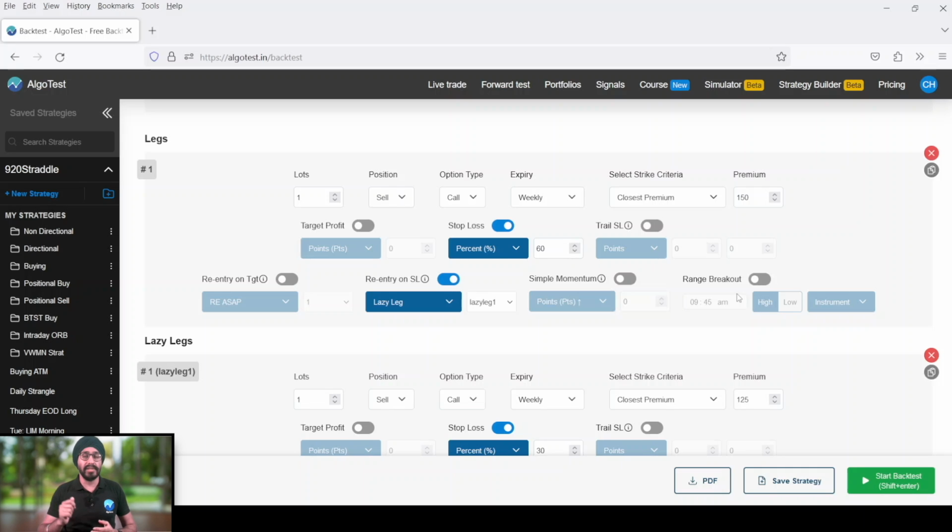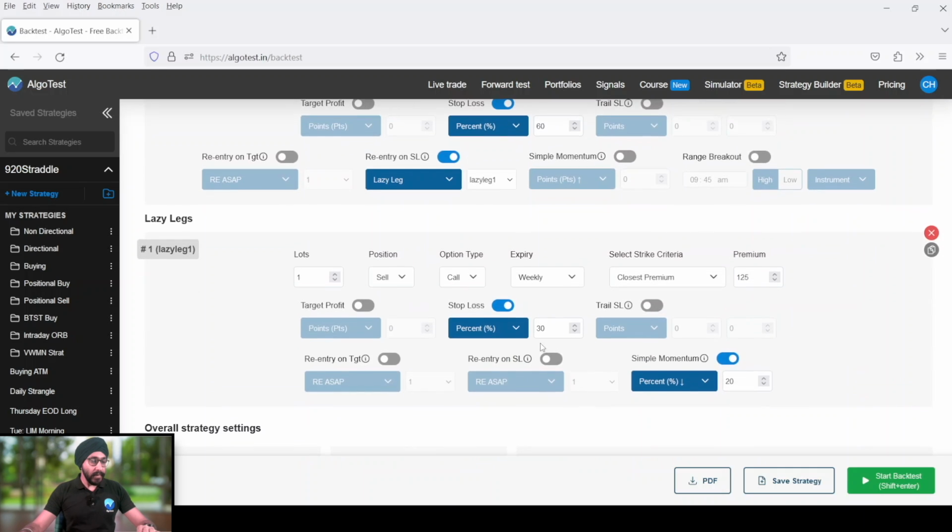But once the stop loss hits, I select an OTM strike, which is currently trading at 125 rupees, and I'll sell it only if the market reverses and the price of this strike reduces by 20%. And if I enter this strike, I place a stop loss of 30%.